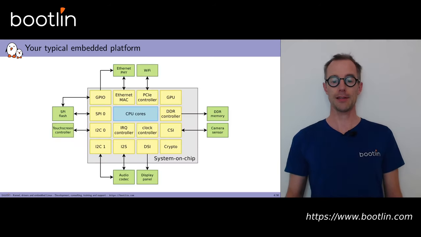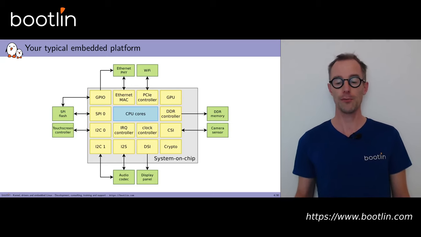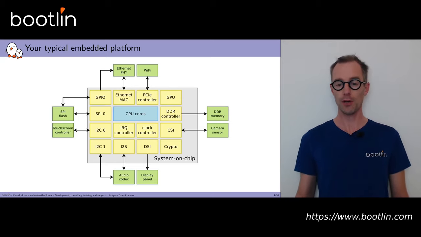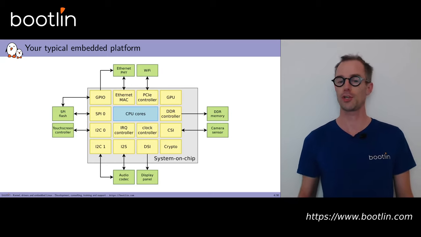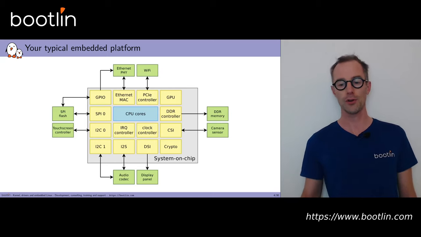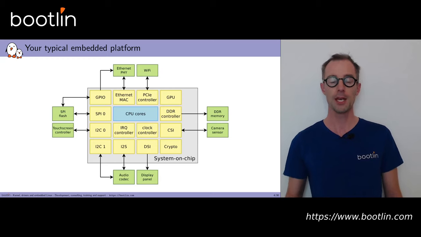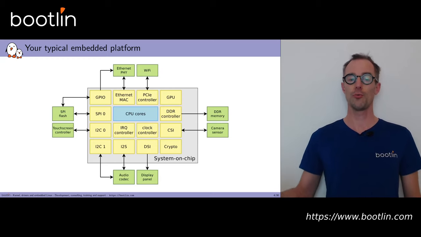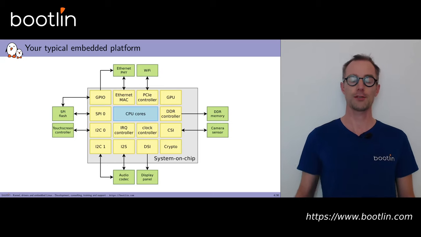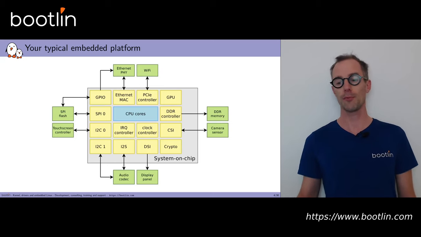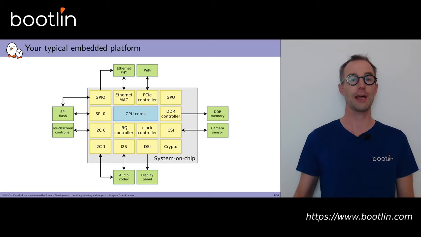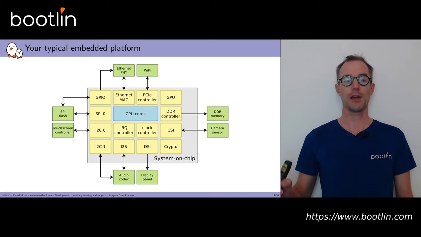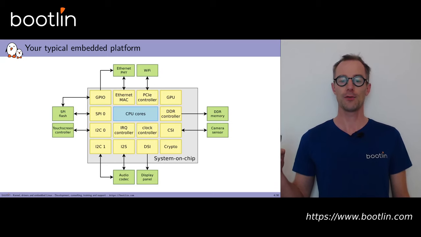So this is a slide showing an example embedded platform which contains a system on chip in the middle in the gray box. This system on chip includes a number of CPU cores in blue and around it a number of peripherals such as GPIOs, Ethernet MAC, PCIe controller, GPU, DDR controllers and many others. This system on chip is then included into a board on which you have additional components such as a SPI flash, a touchscreen controller, a DDR memory, a camera sensor, a display panel, an audio codec, and more. And this typical embedded platform is important to keep in mind as the reason for the device tree is to describe the hardware that we have in such platforms.